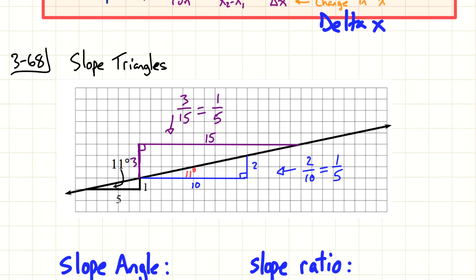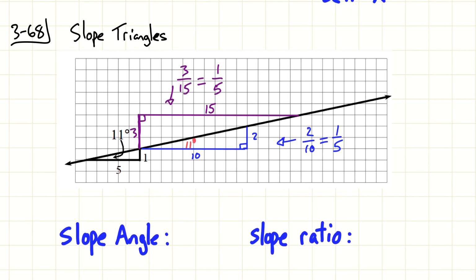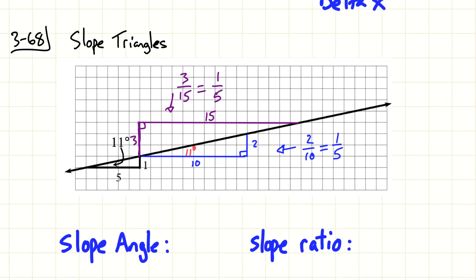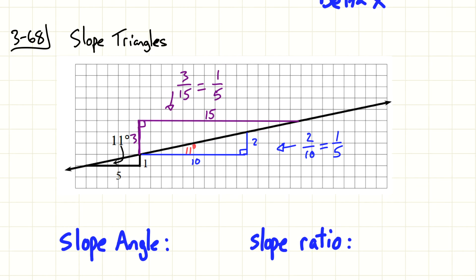All right, so a couple of things we want to keep track of, and we're going to do this a few times, is what's the slope angle and what's the slope ratio. So in this case, the slope angle on all of these is 11 degrees. And the slope ratio is just another word for fraction. So the fraction for all these was 1 over 5.